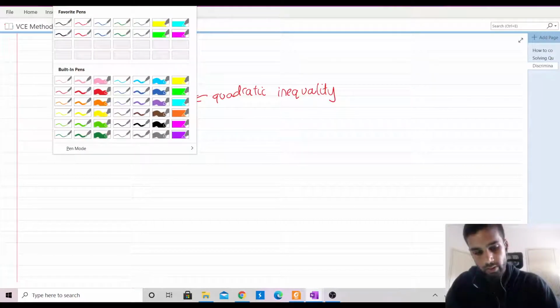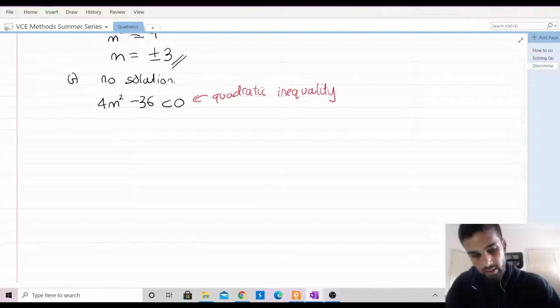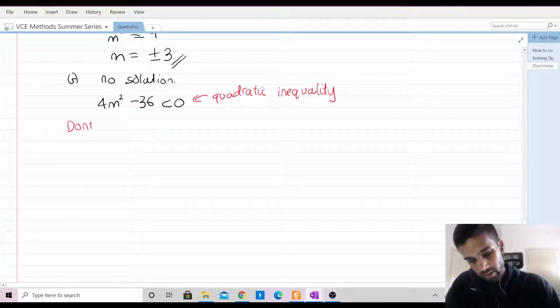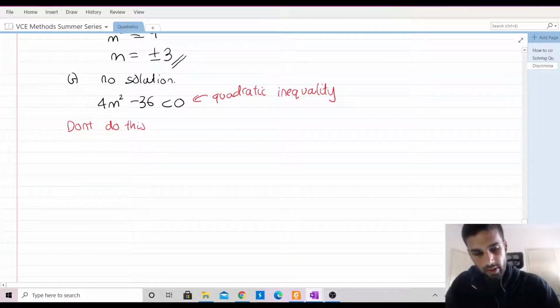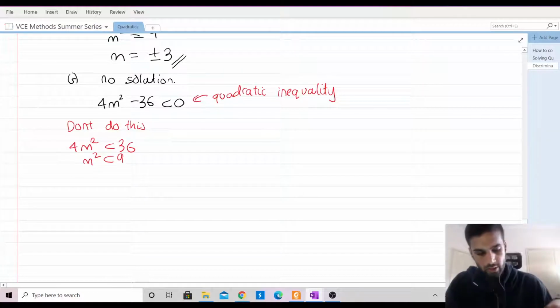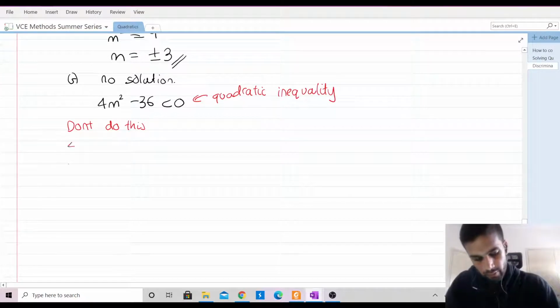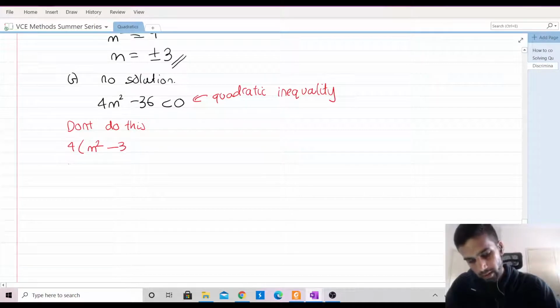So let me write up what not to do. I'll write everything in red so we know not to do this. 4m squared is less than 36. M squared is less than 9. Well, actually, let me do it a different way. Let's do the more common way. I'm going to factorize the 4 out. 4 times m squared minus 9 less than 0.